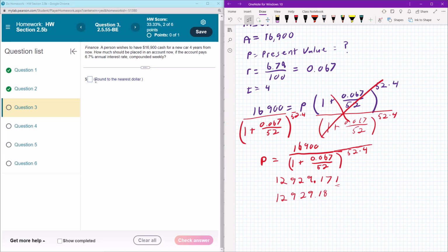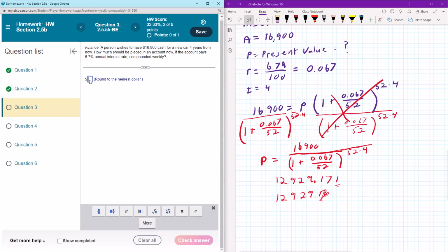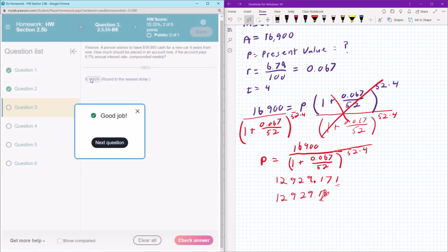So if you are going to round to the nearest dollar, and I have a 1 here, we can just keep that at $12,929. 12,929, and that is correct.